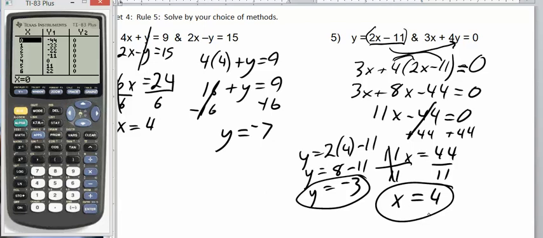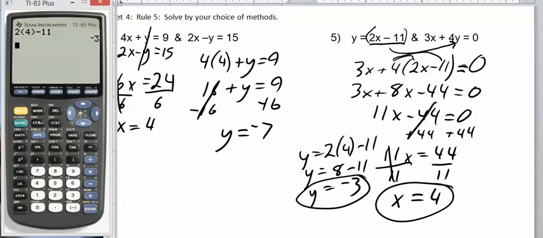Right, now be careful though, if you're doing this, unless we set both of the equations to y equals, this will not be your y value. You still have to take this number, 4, and put it back into the original equation and solve for y. If you're going to do that on the calculator, you need to go back into normal calculator mode and go 2 times 4 minus 11. You would do that kind of thing on a normal calculator, not in y equals.